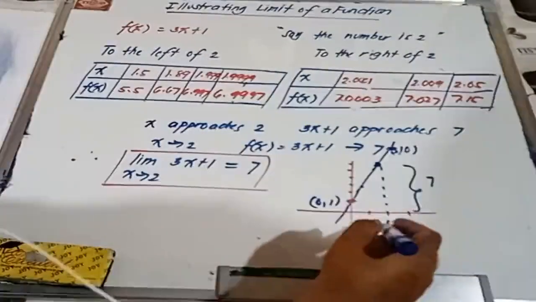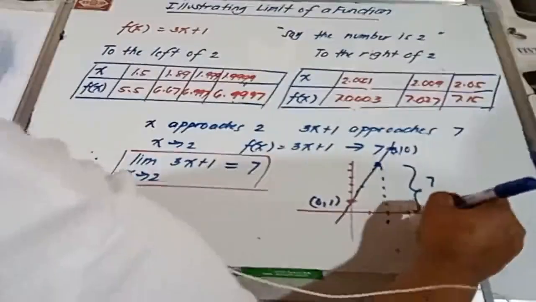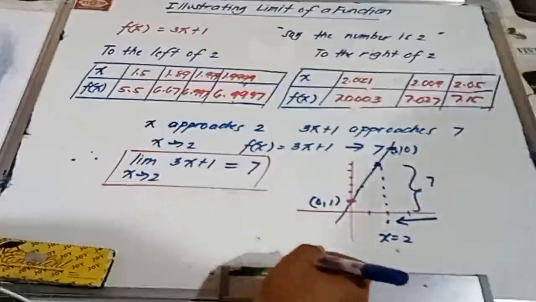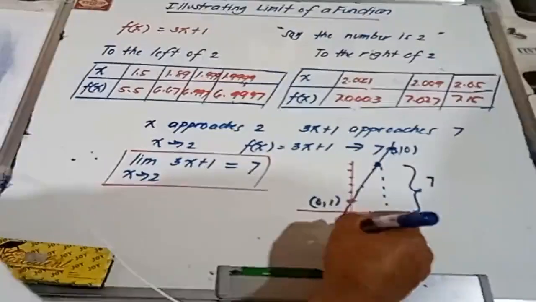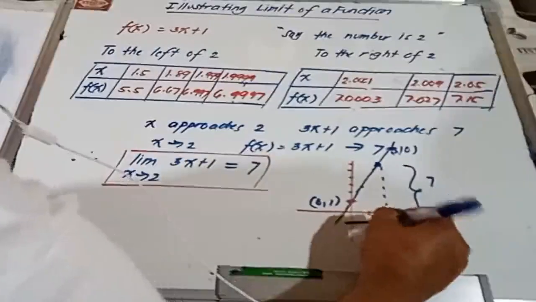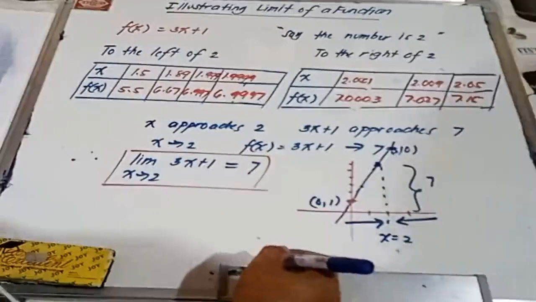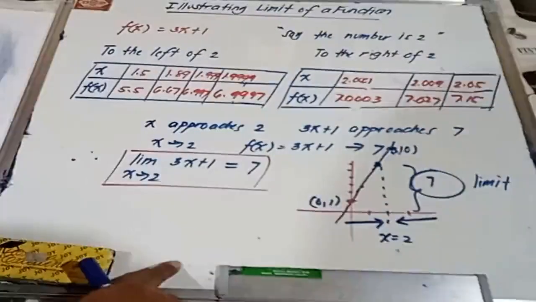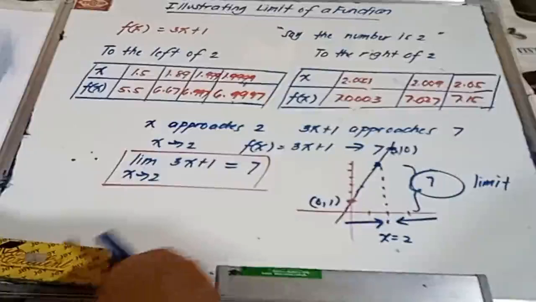So, ibig sabihin, to the right of 2, habang papalapit siya sa 2, x equals to ito. Galing sa kanan at papalapit yung ating function sa 2 galing sa kaliwa. Okay? Yung ating function is approaching to the limit. Ang limit niya is 7. Okay? Yan yung limit of the function as x approaching to 2.